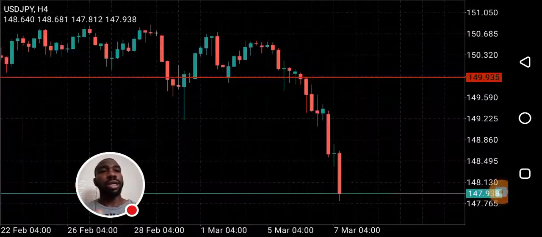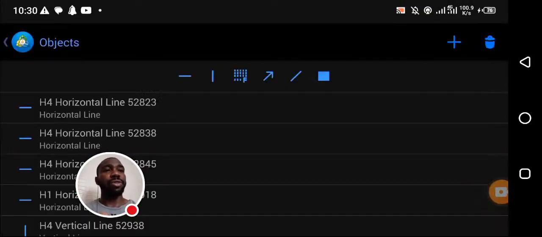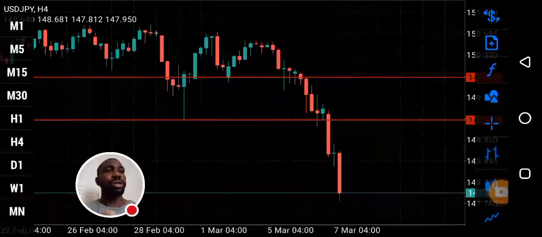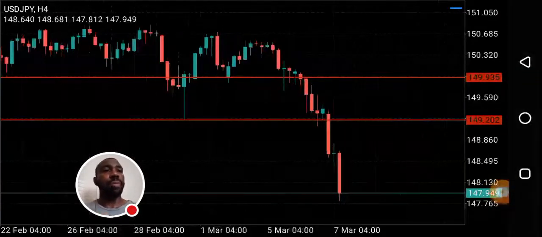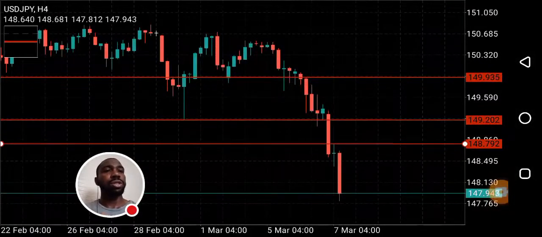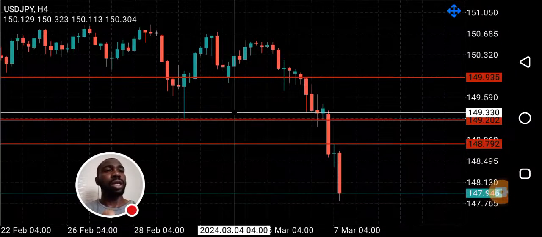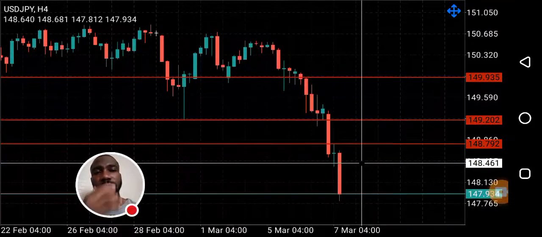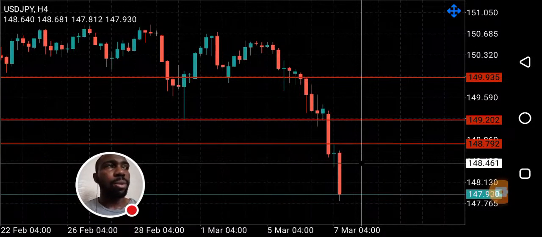Let's see on 4 hour. A fair value gap was created here. So this fair value gap was created. You could also wait for price to fill this gap before you sell. So these are the areas I will consider selling USD JPY. The current market price is not a good price to sell USD JPY. I hope that is clear.